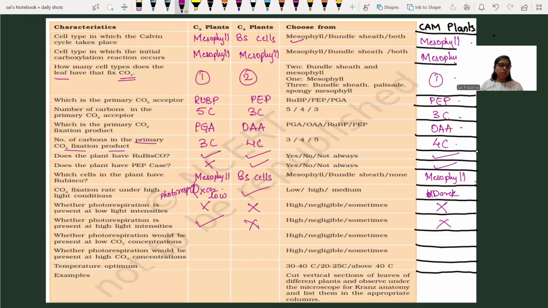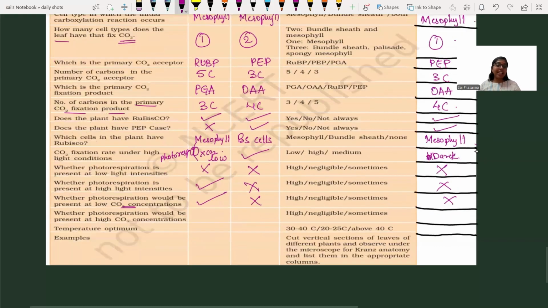Whether photorespiration would be present at low carbon dioxide concentration. Yes, whenever carbon dioxide concentration is low and oxygen is high, then only photorespiration is taking place. Here it is no, here also a big no. Whether photorespiration would be present in higher carbon dioxide concentrations. Yes, and here no, because they have an adaptation of PEPcase.